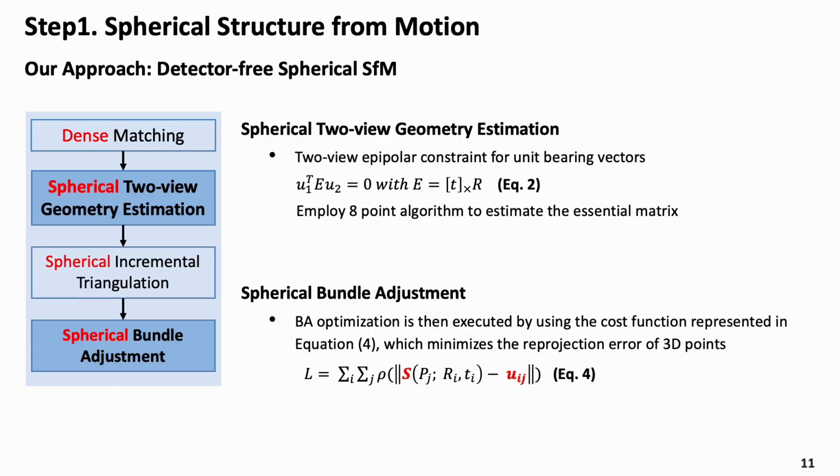We reformulate the traditional two-view epipolar constraint for normalized image coordinates and extend it to unit bearing vectors. Also, we reformulate conventional bundle adjustment into spherical bundle adjustment using bearing vectors and spherical projection. Then, we solve BA by minimizing the reprojection error of 3D points.